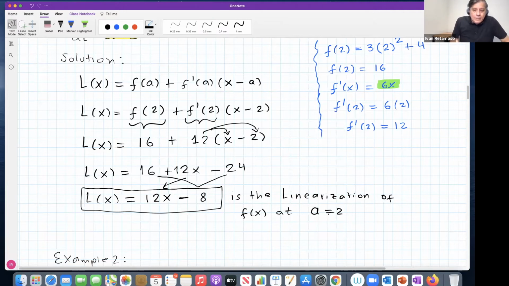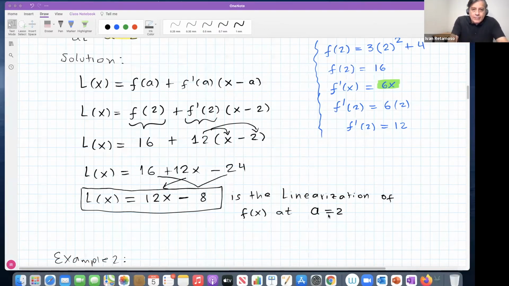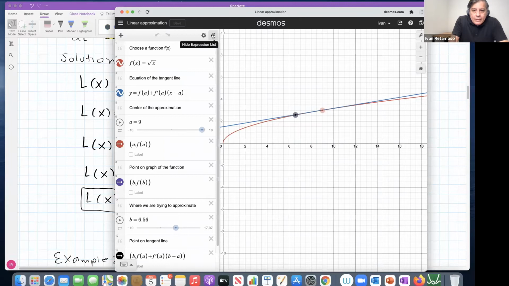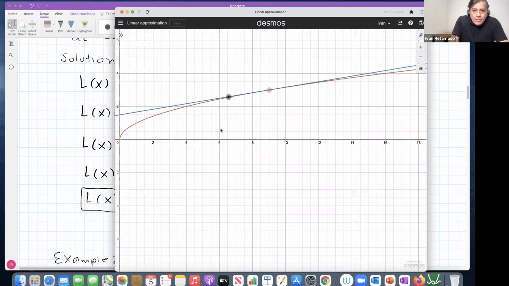So the base point is important. Let me bring up again the animation. Look, the base point is this, right? If you change it, let's say we said 4 in the example, this is the linearization. But if you change the base point, let's say to 6, the tangent line changes, right? So the linearization changes according to the base point. All right, great.